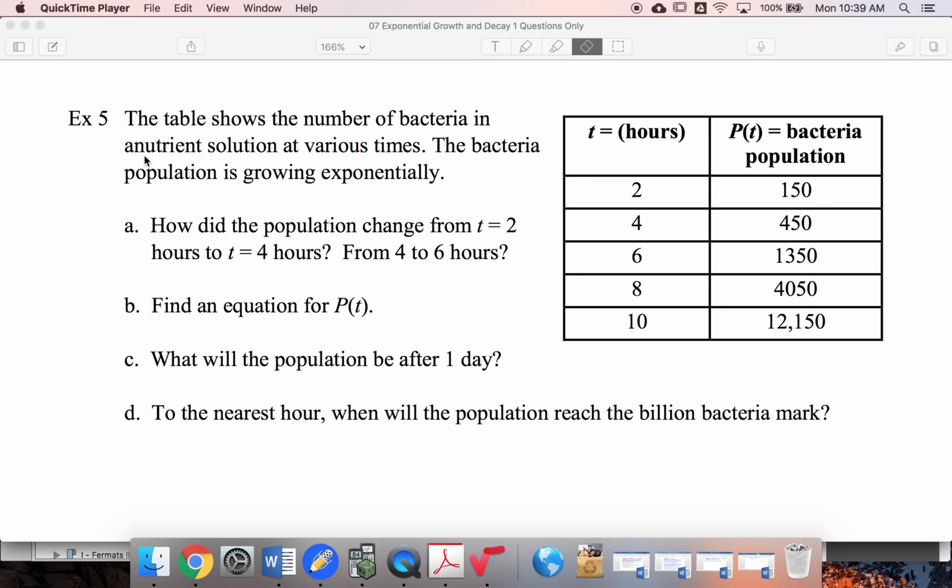So here we've got a table showing us a number of bacteria in this solution at different times. We're told the population's growing exponentially. And so straight away from that, I know that I can have an equation that might fit the model: A times B to the T plus C. And here, instead of Y, I could actually use P.